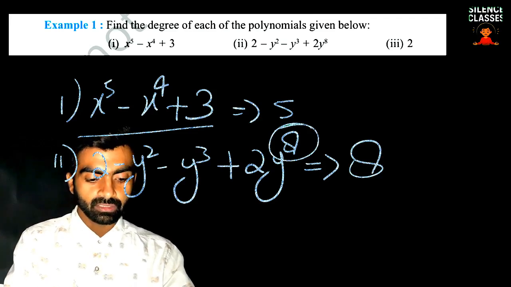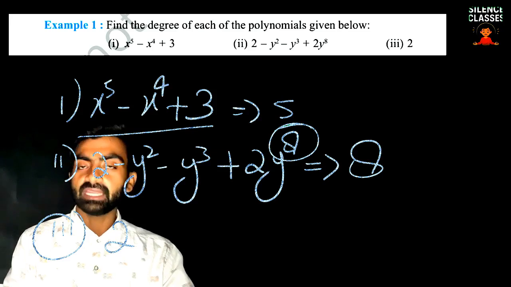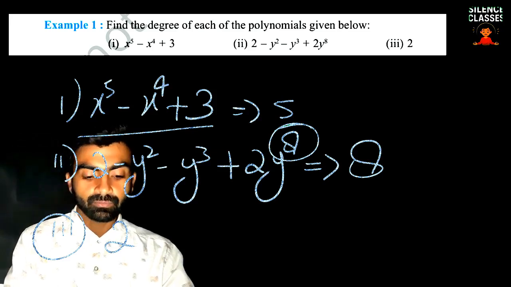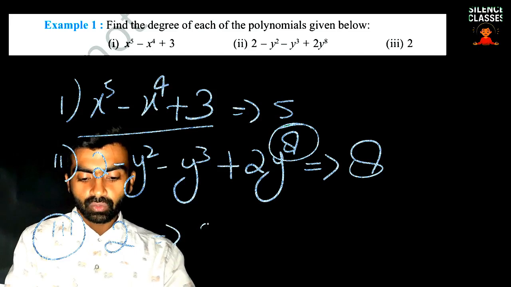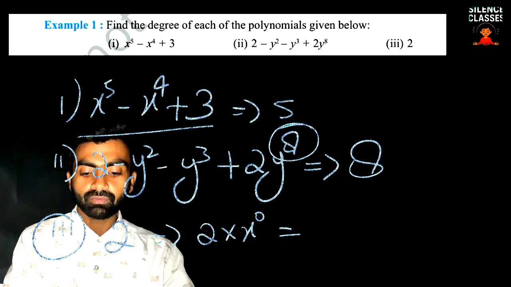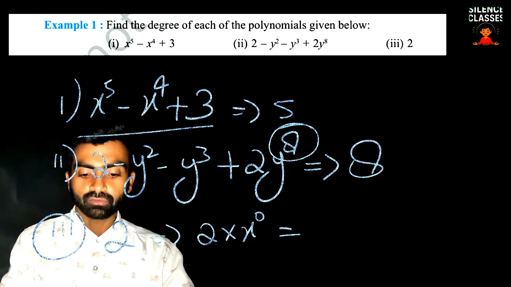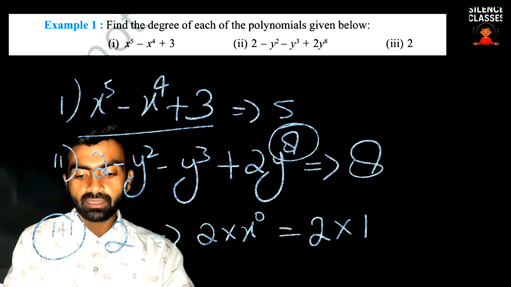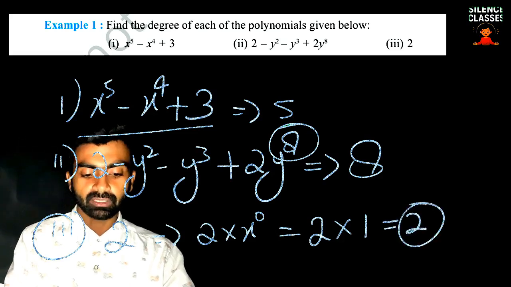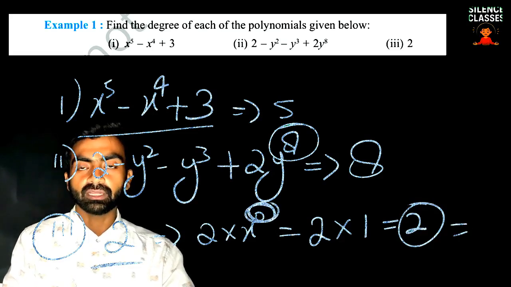Now the third question is written as 2. There is no variable, so we can write 2 as 2 multiplied by x to the power 0. Because you know that if power 0 is there with the variable, it will become 1. So it will become 2 multiplied by 1, which is equal to 2, again 2. It means the highest power over here is 0.